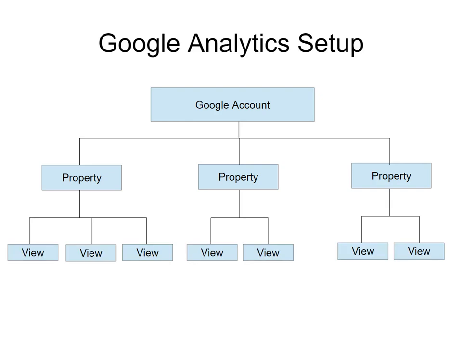Each property has at least one view. A view captures the information after your filters and settings have been applied. At a minimum, each property should have two views. One view that captures all the raw data. This is automatically created when you set up the property. And then another view that you create that excludes internal traffic from your organization. We will learn how to do this and to set up this view in this project.